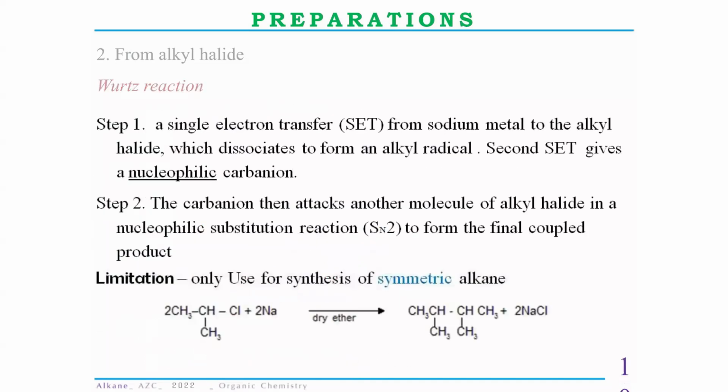So you see, this is the mechanism. First, a single electron transfer from sodium metal to alkyl halide, which dissociates to form an alkyl radical. Then a second SET gives a nucleophilic carbanion. These carbanions then attack another molecule of alkyl halide in a nucleophilic substitution reaction, that is SN2, to form the final coupled product. The limitation is that it is only used for the synthesis of symmetric alkanes, the ones that are the same. That is the limitation of the Wurtz reaction.